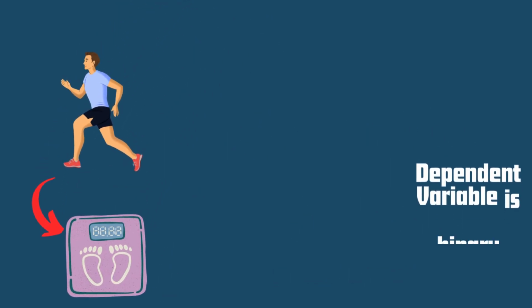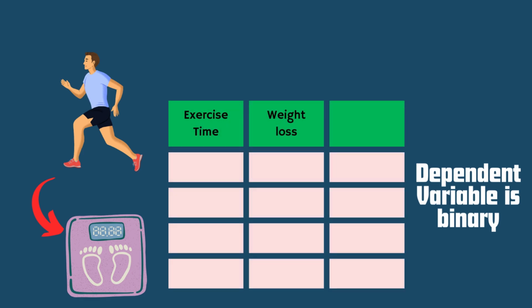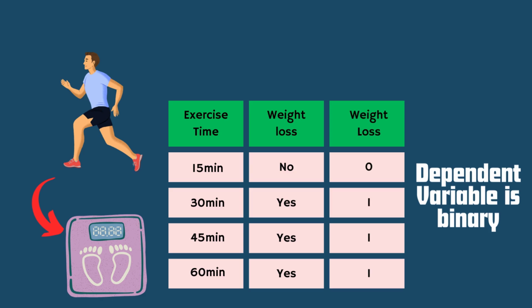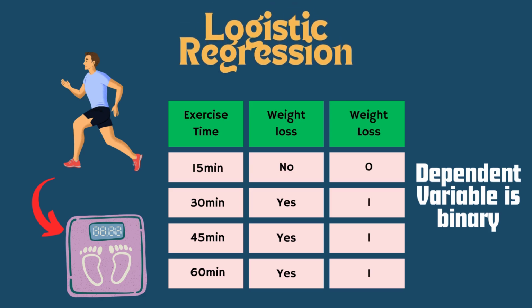Another scenario is when the dependent variable has binary values, whereas the independent variable is continuous. For example, I am taking different periods of exercise to see whether weight is decreasing or not. So exercise time can have several values like 15, 30, 45, 60 minutes. But I am taking the dependent variable, that is weight loss, as a yes or no answer, which I can also represent by 0 and 1. In that case, logistic regression is used.